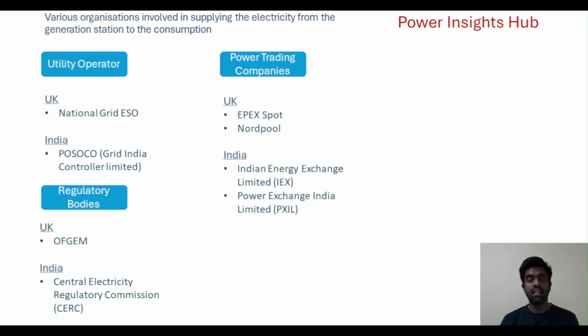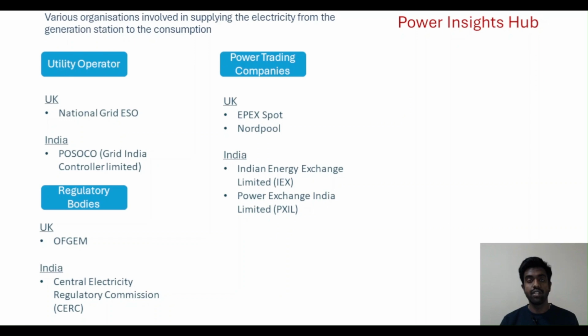And similarly, National Grid ESO also has control centers in the UK, and they manage the process too. POSOCO was previously under Power Grid of India, and in 2017 it was registered as a separate entity, and right now it has been renamed Grid India Controller Limited, right? And we also have regulatory bodies.